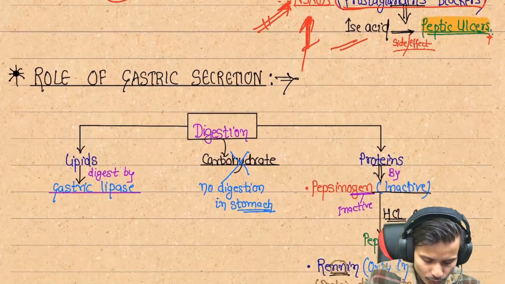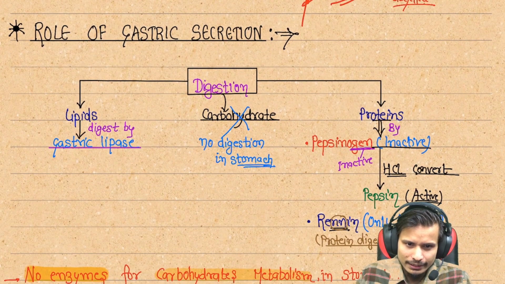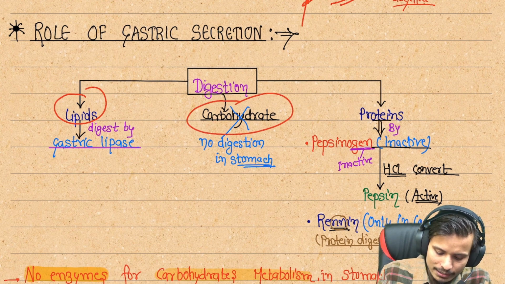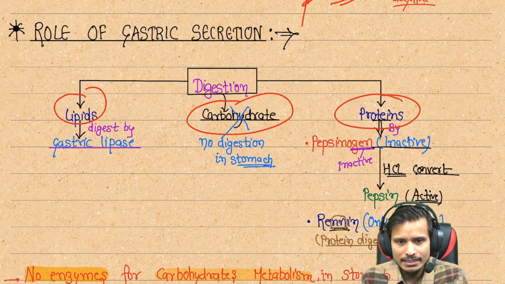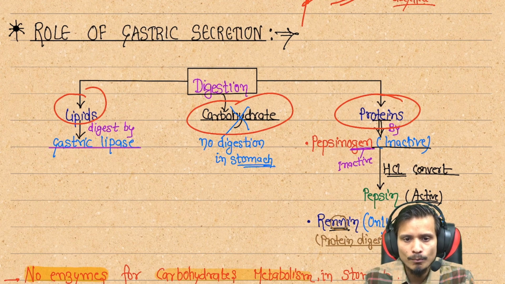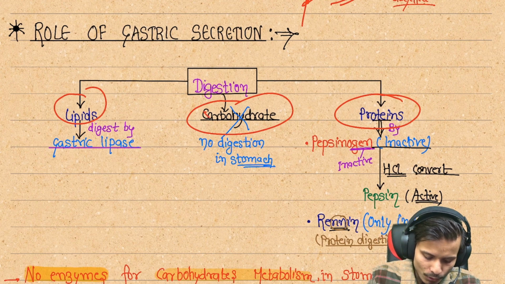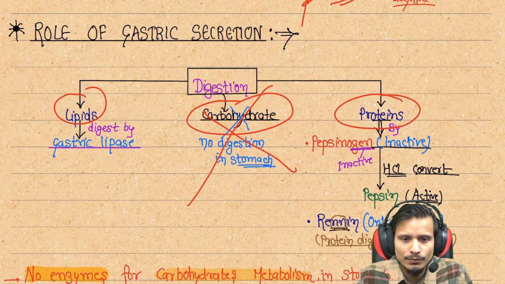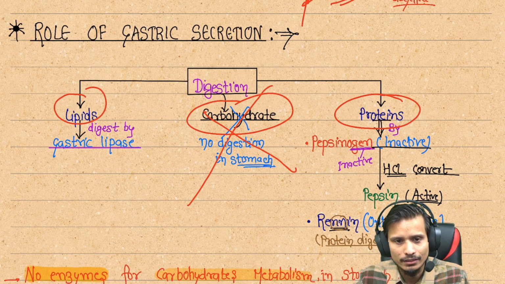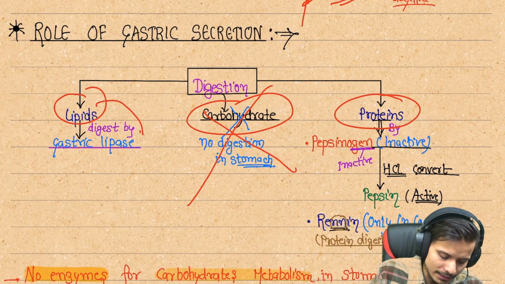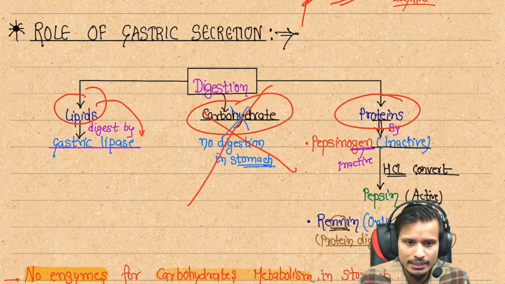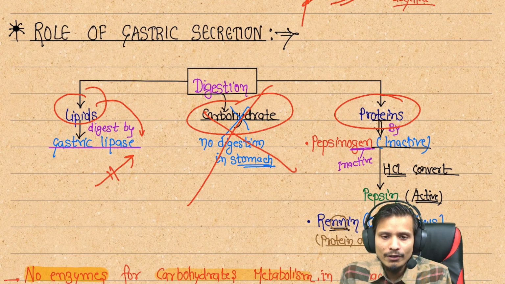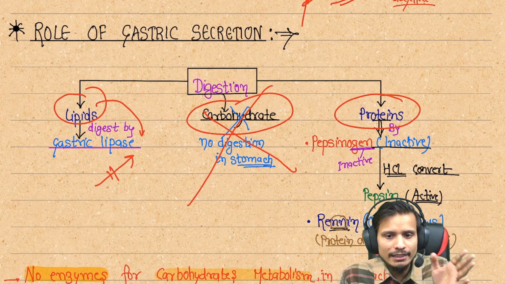Next we can see what the roles of the gastric secretion are. The gastric secretion has a role in lipid digestion, carbohydrate digestion, and protein digestion. Basically, out of these three components of our food, in carbohydrate there is no role of the gastric secretion in digestion. In lipids, yes, the role of gastric secretion is present. Gastric lipase is secreted by the cells of our stomach, which is going to digest the lipids.